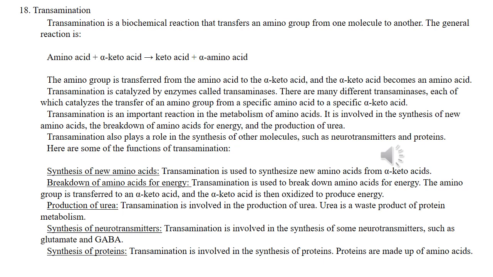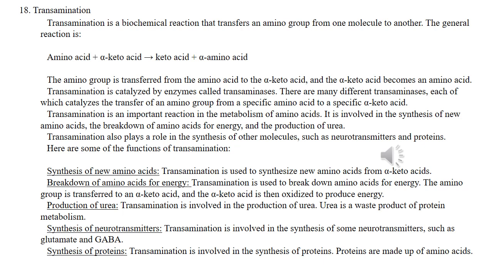Here are some of the functions of transamination. Synthesis of new amino acids. Transamination is used to synthesize new amino acids from alpha keto acids. Breakdown of amino acids for energy. Transamination is used to break down amino acids for energy. The amino group is transferred to an alpha keto acid, and the alpha keto acid is then oxidized to produce energy. Production of urea. Transamination is involved in the production of urea.